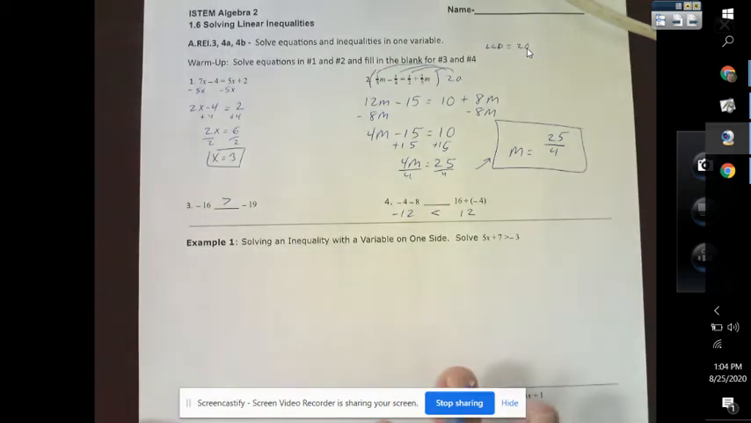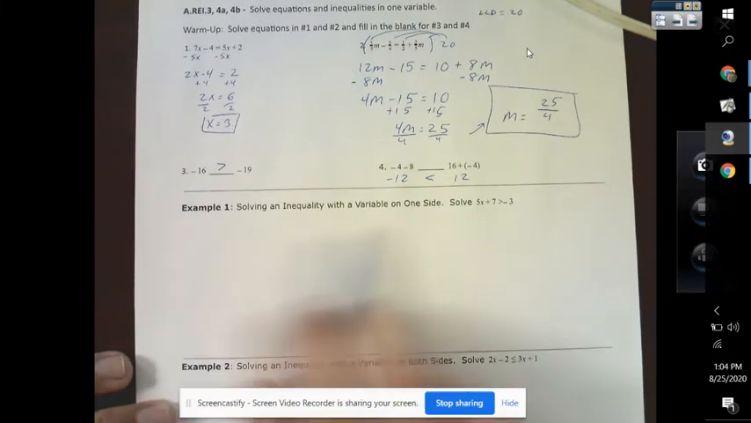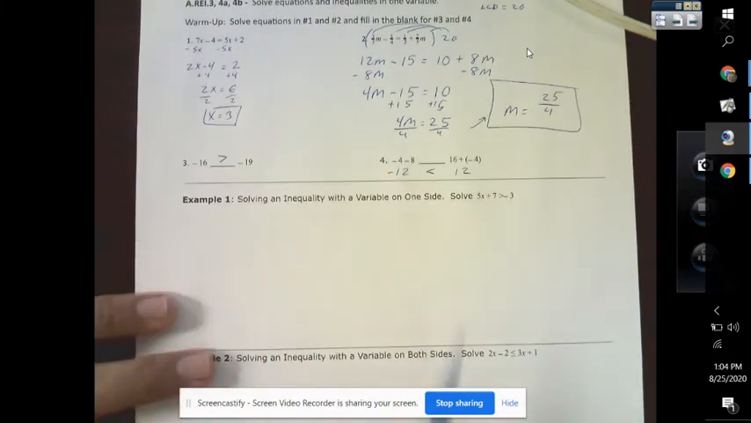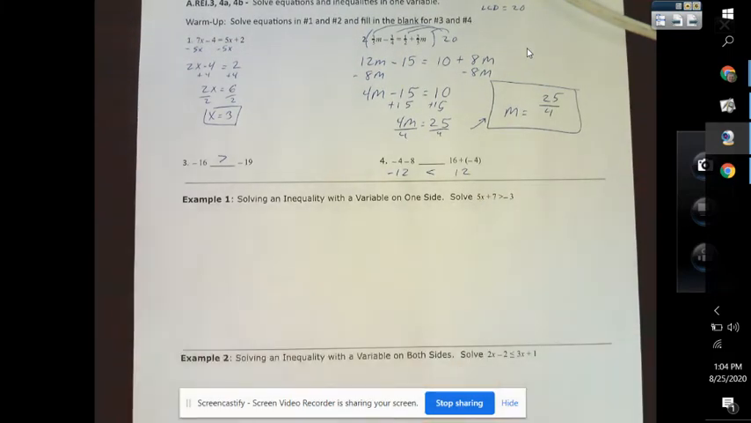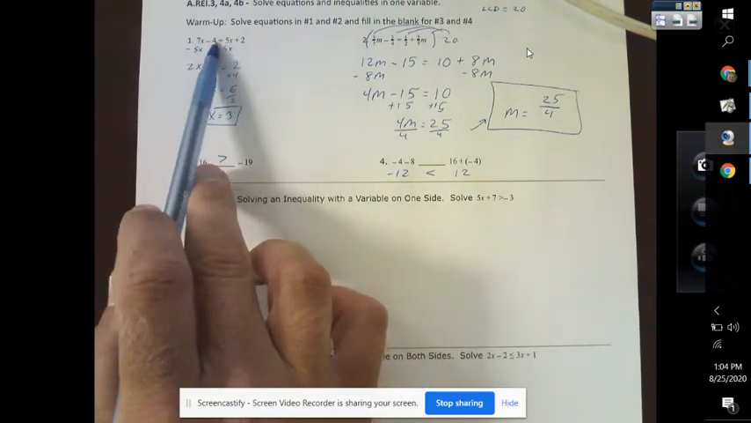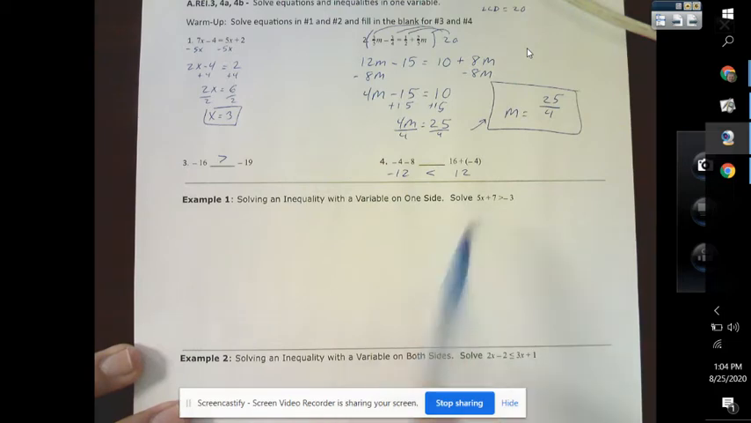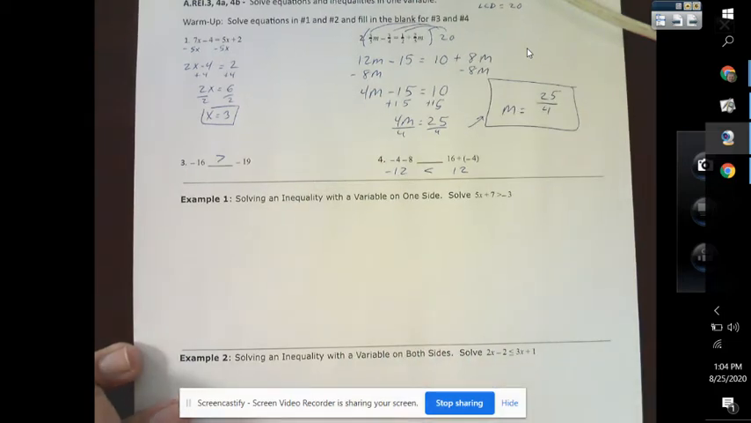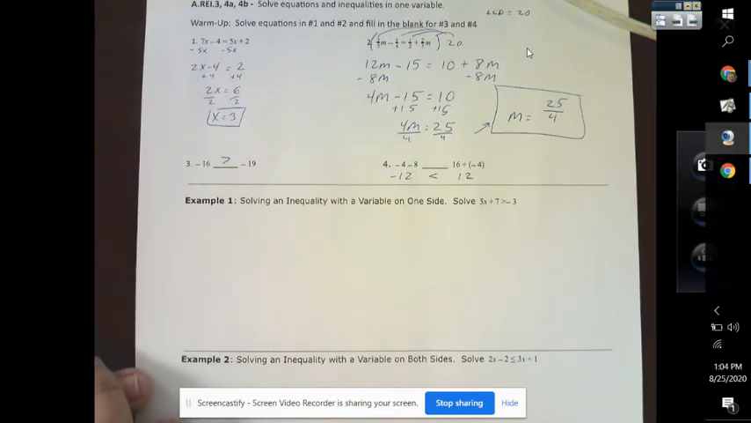So let's get into the meat of the lesson today. Solving an inequality with a variable on one side. Okay, so when you are solving an inequality, the only main difference you're going to find is that instead of an equal sign, you're going to have a less than, greater than, less than or equal to, or greater than or equal to sign. So basically just treat it like an equation. Your only real concern is if you divide or multiply by a negative, then we have to do something with the sign, which we'll talk about in a moment.